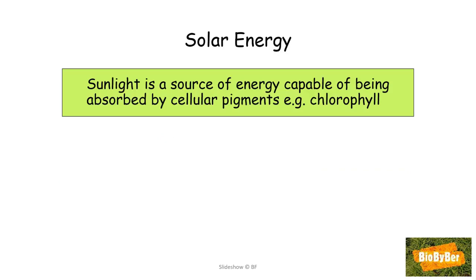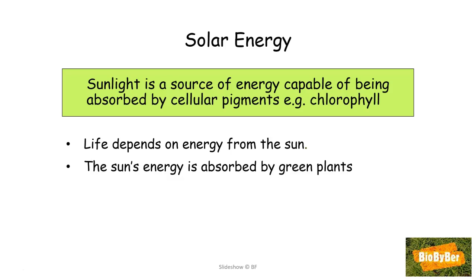What is the definition of solar energy or sunlight? Well, sunlight is a source of energy that is capable of being absorbed by cellular pigments, colours in cells, like chlorophyll, for example. Life depends on this energy from the sun.